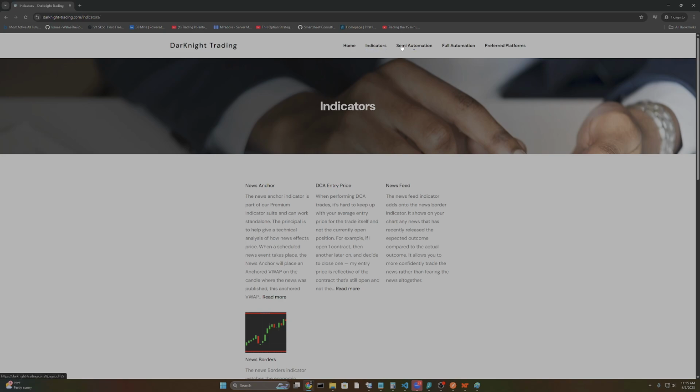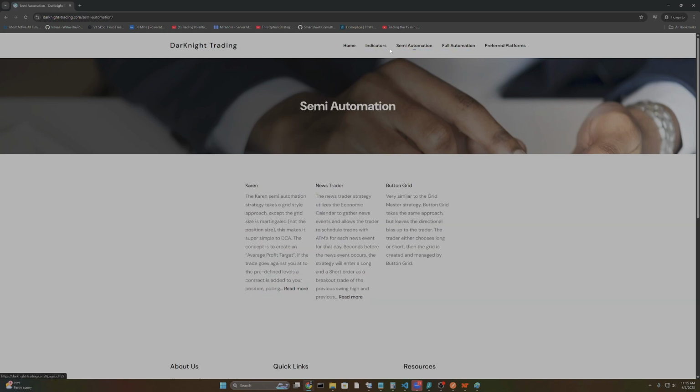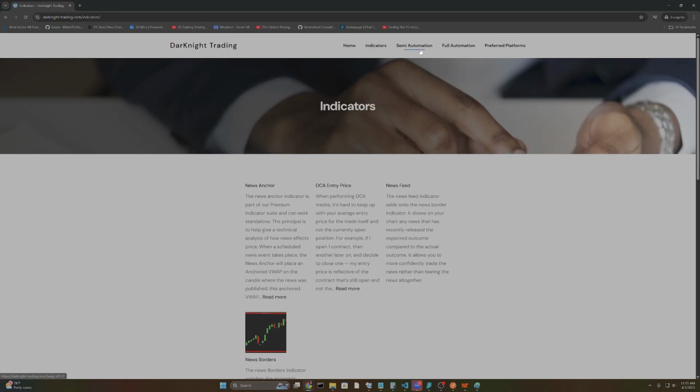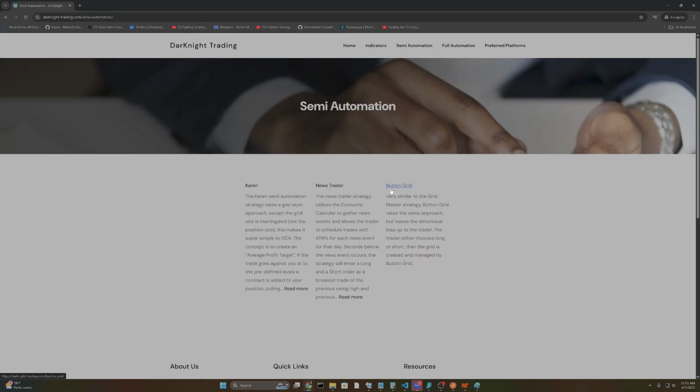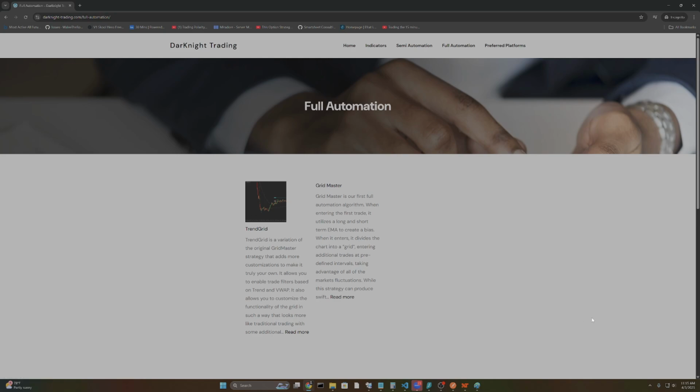I want to go ahead and get at least one item in each one of these. So I think tomorrow I will show off Button Grid. It's a traditional grid. So tomorrow or the next day I'll show off Button Grid, and then I think we're going to try to release News Borders, Button Grid, and TrendGrid all next week. And then Gridmaster I could also show off and release. This would be the V1 Gridmaster as it stands today.